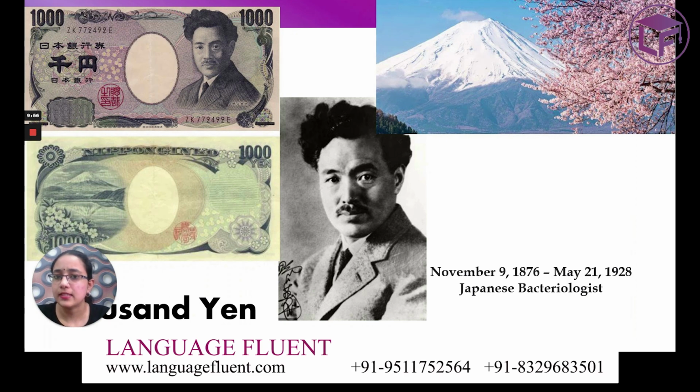Sen yen means 1000 yen in Japanese. So the first kanji represents 1000, the second kanji represents yen. So that's about it. And we can also see Nippon Ginko, which is written below that in small letters. And yeah, that's about it. And we can also see Mount Fuji on the back side.